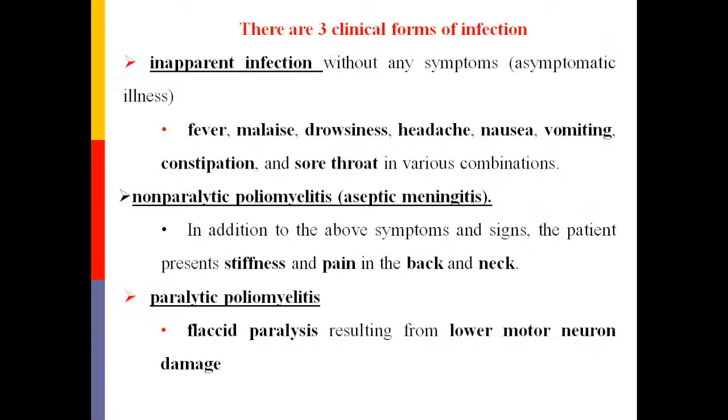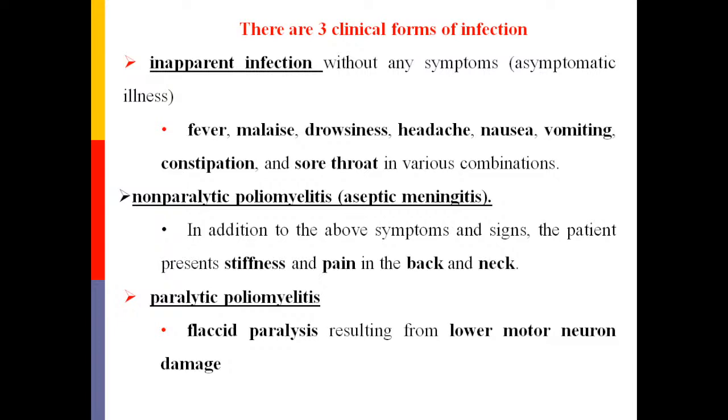So, there are three clinical forms of polio. The first one is inapparent infection. It's infection without any clinical symptoms. It's also called asymptomatic illness. Inapparent or asymptomatic infection is characterized by non-specific symptoms like fever, malaise, drowsiness, headache, nausea, vomiting, constipation, and sore throat in various combinations. Sometimes we can see just fever with headache, sometimes we can see only vomiting. So it is inapparent infection when we can't see paralysis.